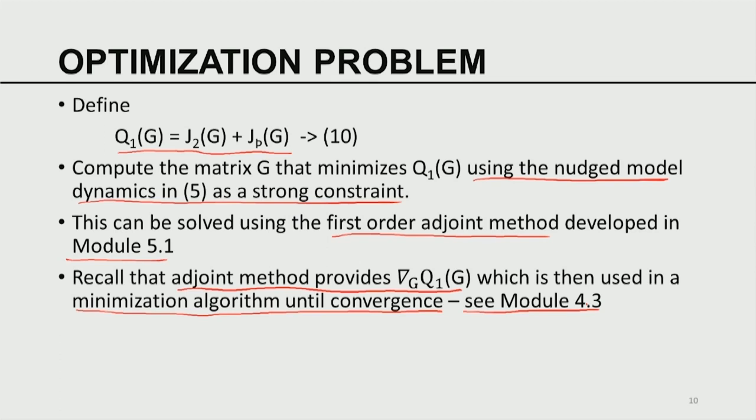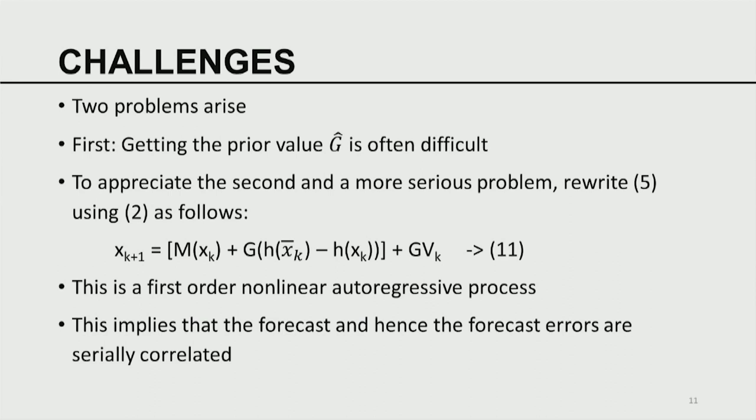So this was the theme of people who wanted to estimate G optimally using a 4D-Var like method. But there are a couple of philosophical challenges. What is the first one? Getting the prior value G hat may not be as simple as one deems.